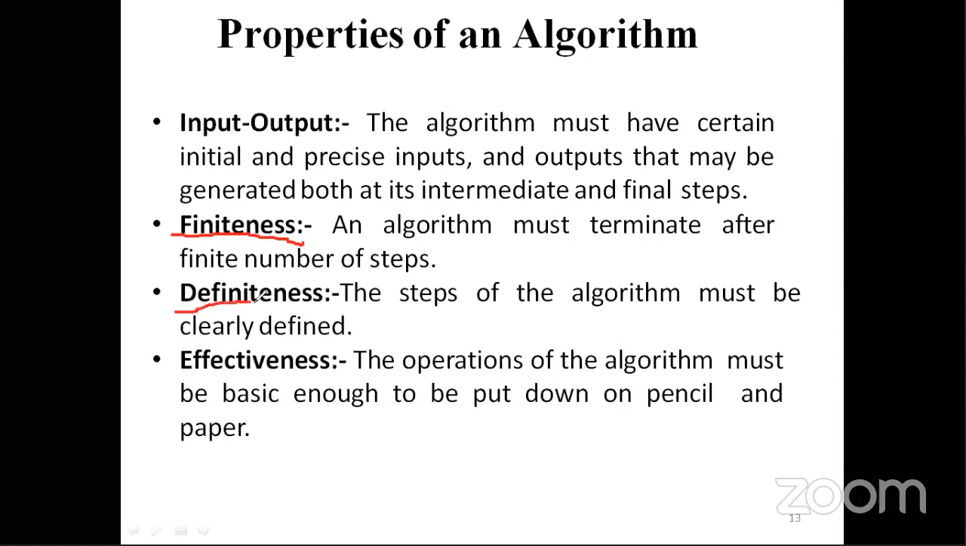Next, definiteness. Definiteness means whatever steps you have written in your algorithm must be clearly understandable. Don't create any confusion for end users, because you may be using natural language statements for writing the algorithm. If I specify the steps confusingly, when other people want to write the program for this algorithm, they may be confused and give wrong results or a wrong implementation. So if I specify my steps clearly, then my implementers can clearly understand my steps and implement my algorithms. That's why your algorithm steps must be clearly defined.